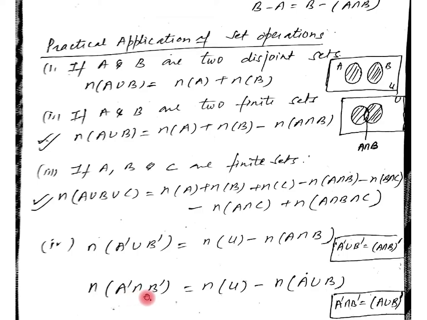Similarly, the number of A dash intersection B dash. Now, A dash intersection B dash can be written as A union B, whole dash. So, therefore, n(A dash intersection B dash) can be written as n(U) minus n(A union B). Now, mainly these two results we generally have to use in the questions. These results may rarely be used to make our question easier sometimes.